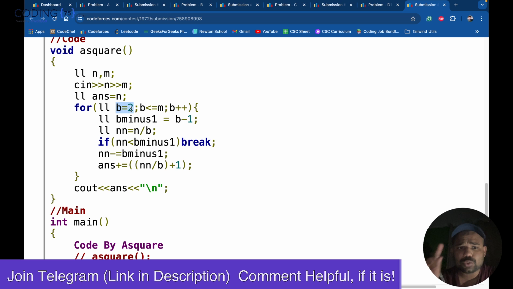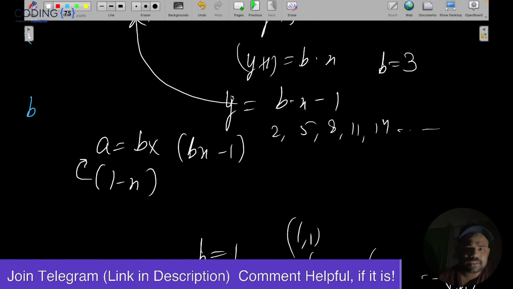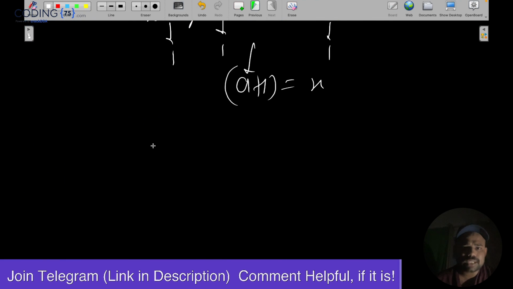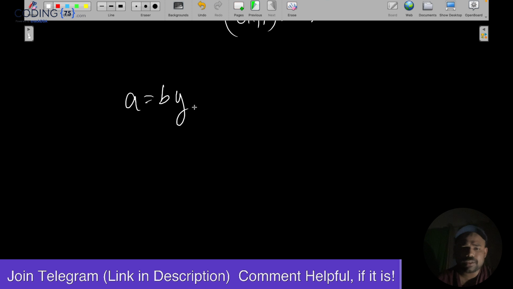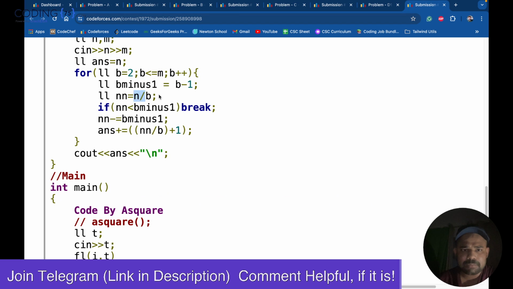Starting from B equal to 2 up to m, we will go. First of all, I am taking B minus 1. Now I am saying nn is equal to n by b. Why am I saying n by b? See, what I said is, I am taking the value of A as B times y, where y is some multiple of b minus 1. So if the value of A is B times y, we have total n numbers. In these n numbers, how many y's do we have? n by b y's we have. So I'm taking nn, which is n by b.